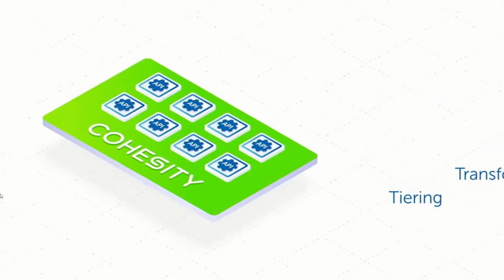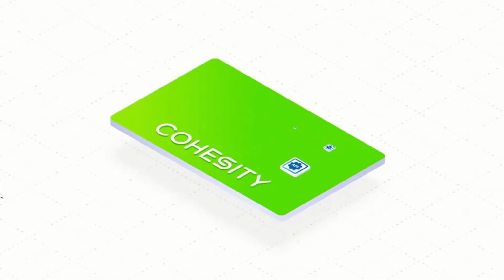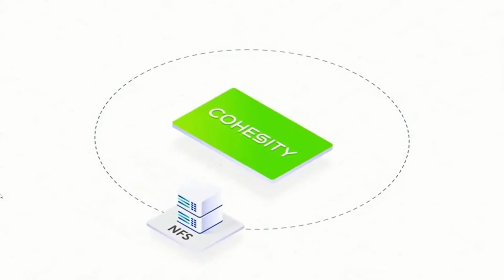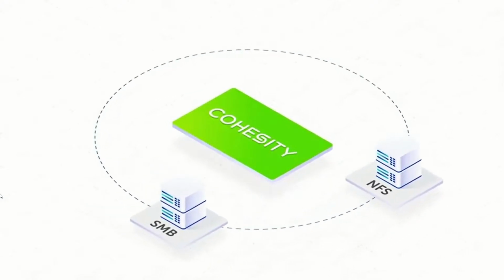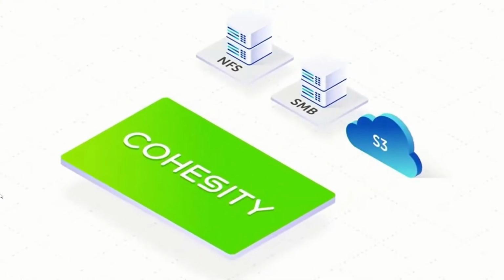To ensure data under management is accessible by a wide range of existing applications, the Cohesity data platform is multi-protocol ready, exposing industry-standard NFS, SMB, and S3 interfaces that interoperate. This means that, for example, you can write data to Cohesity using SMB and read it via NFS, or write it via NFS and read via S3.